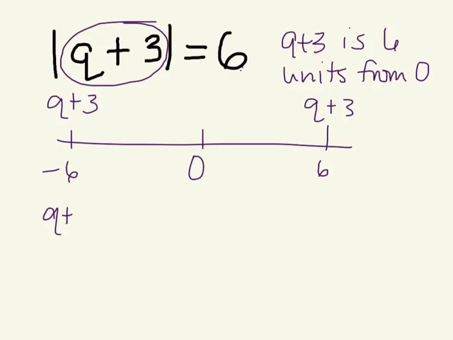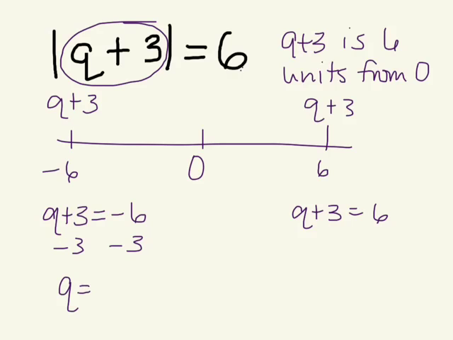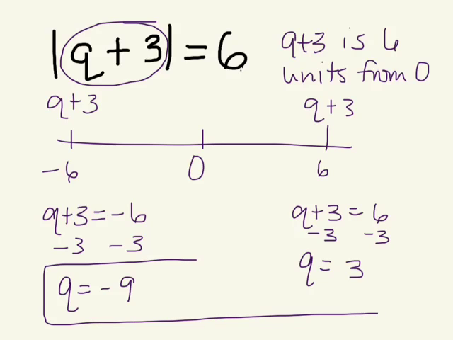So I set q plus 3 equal to negative 6, and I set q plus 3 equal to positive 6, and I solve each of these. So in this case, it's not a positive or negative version of the same number, it's two totally different numbers. Both of these numbers will get you a solution to that equation. So q equals negative 9 or q equals 3. And in your answer, you're going to need to get both.